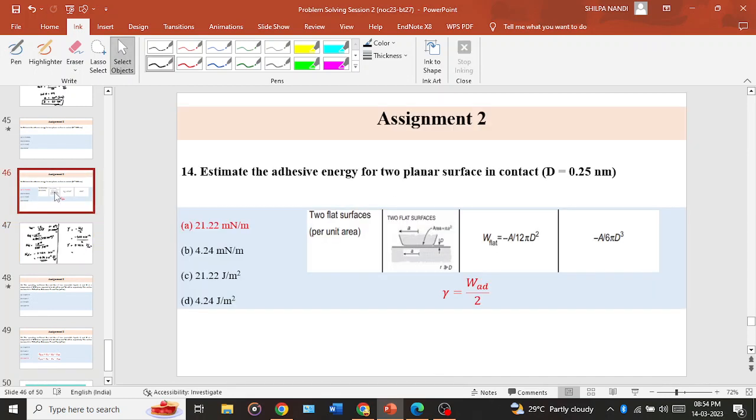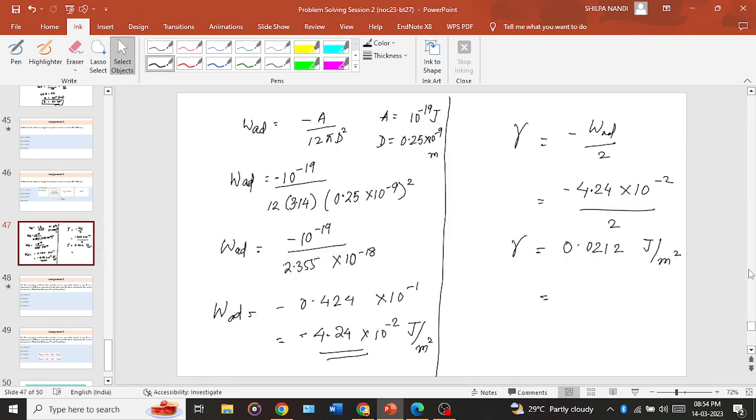So the question demanded the answer in millinewton per meter. So we'll convert this joule per meter square in terms of millinewton per meter, and we'll get the answer to approximately. So 1 joule is how much millijoule? It's around 10 power 3 millijoule, right? So if I convert it in terms of millijoule, it will be something around 21.22 millijoule per meter square.